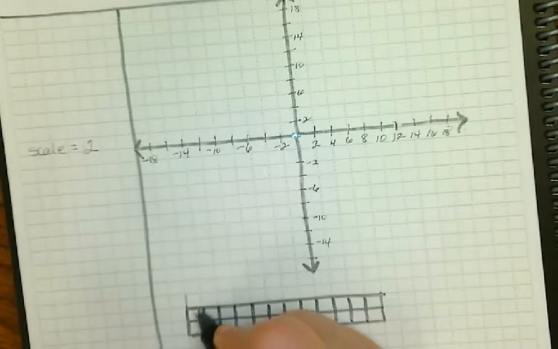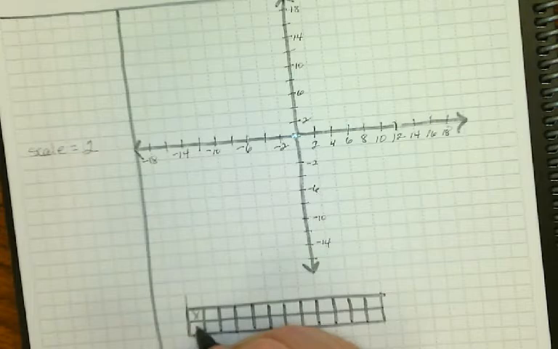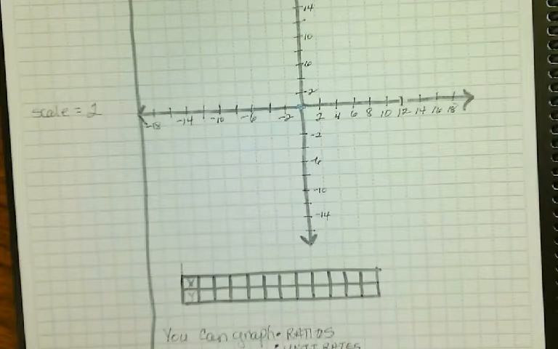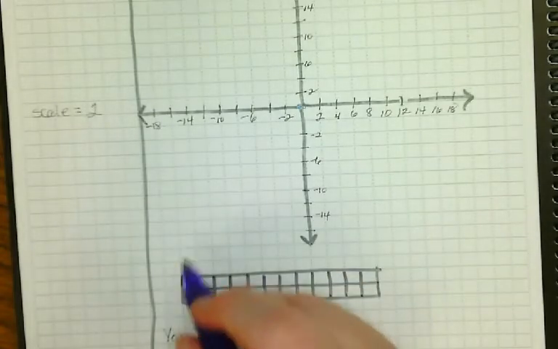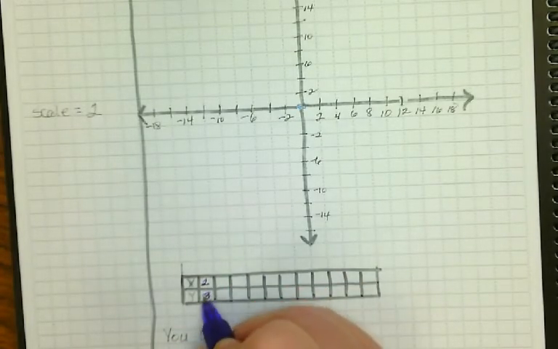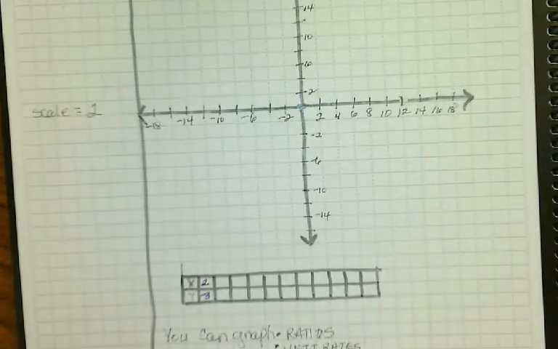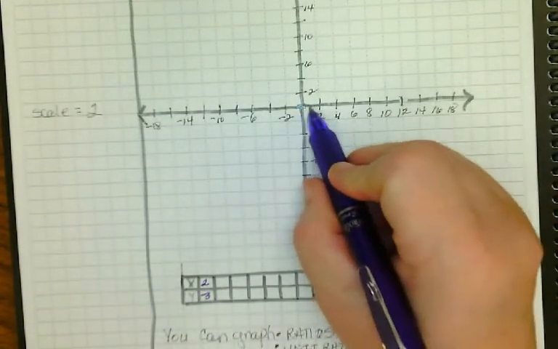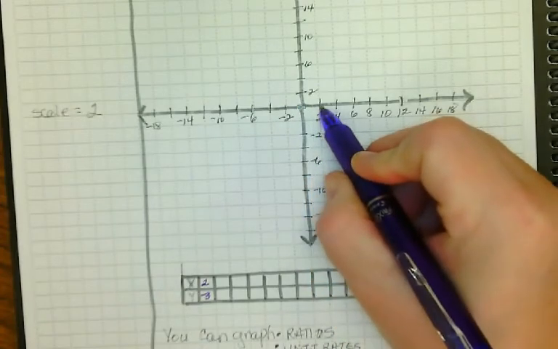Alright, so this is our X, and this is our Y. Okay, let's get back up there so you can see it. So that's our X and that's our Y. So I'm going to start with 2, -3. Okay, so X is first. We go over to the 2, and then we have to go to -3.